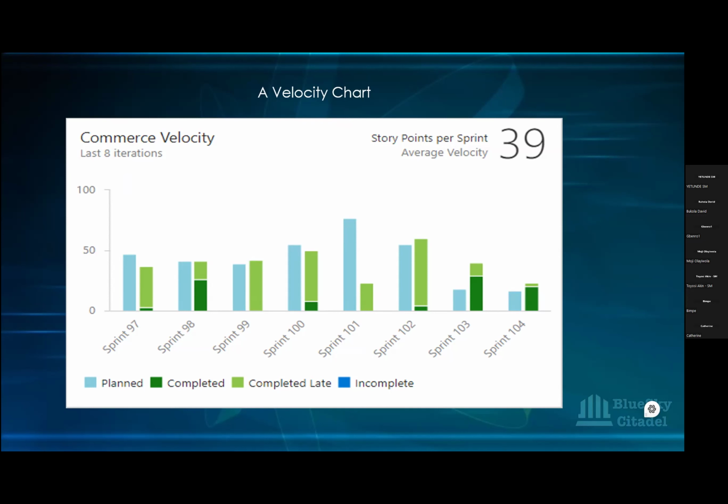So if they take it to 41, they work on it, and then the average velocity comes out of that to be maybe 40, they know that they've moved from 39 to 40. At least it might not be to that 41 that they've put themselves on, but they've moved to 40.